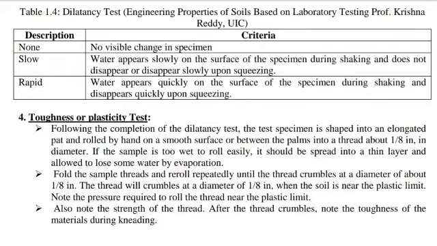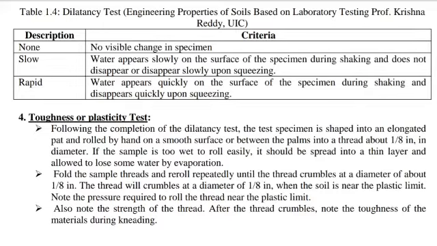If the sample is too wet to roll easily, it should be spread into a thin layer and allowed to lose some water by evaporation. Fold the sample threads and re-roll repeatedly until the thread crumbles at a diameter of about 1/8 inch. The thread will crumble at a diameter of 1/8 inch when the soil is near the plastic limit.